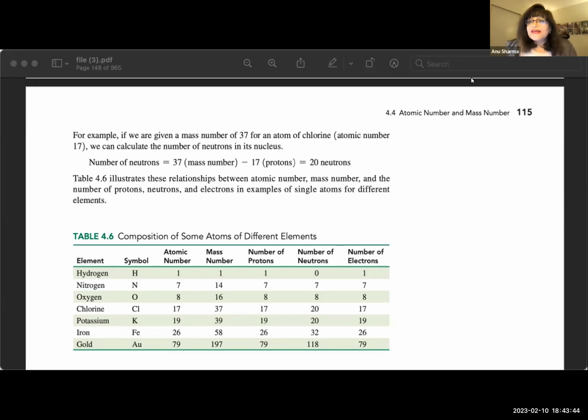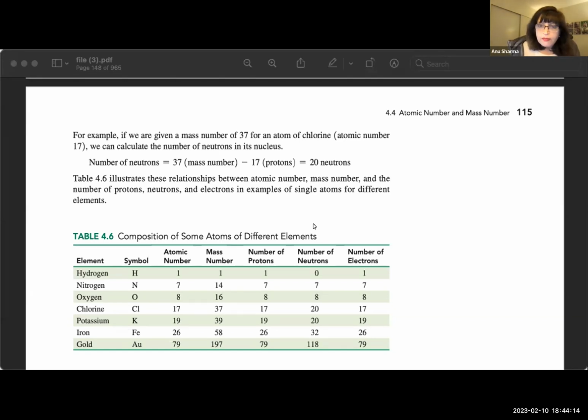Hi guys. Okay, so in this video, we are going to cover problems 27, 29, 33, 35, and 39 from chapter 4. These problems relate to the number of protons, the number of neutrons, and the number of electrons, the mass number and the atomic numbers and the symbols, and finding the atomic mass or the isotopic mass using the average calculation method.